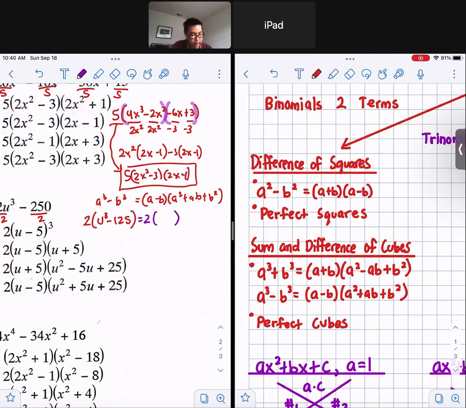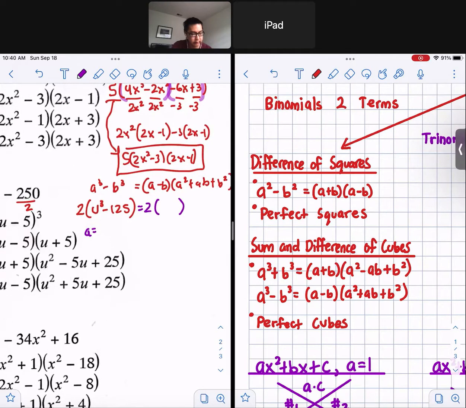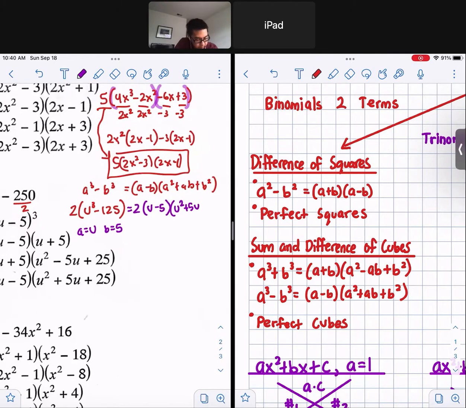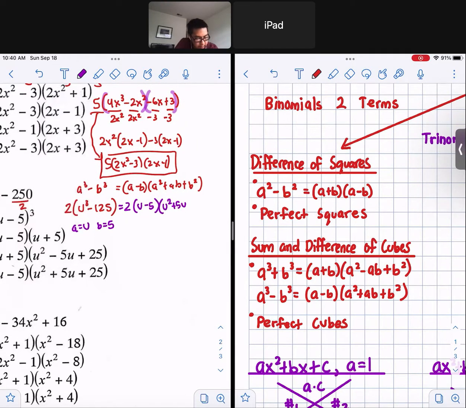Okay, so what's our a value? So what times itself is u to the third? Well, that's definitely just u, right? U times u times u to the third. What times itself is 125? That is definitely 5. So we got our a, we got our b, so let's just plug it into the formula. A minus b, that's just u minus 5. A squared, that's for us u squared. A times b, 5 times u, 5u. B squared, which is 5 to the second, 5 times 5, 25.